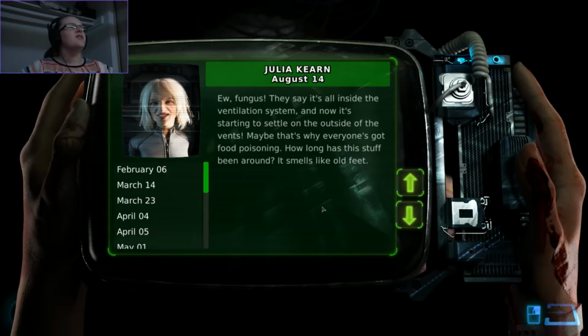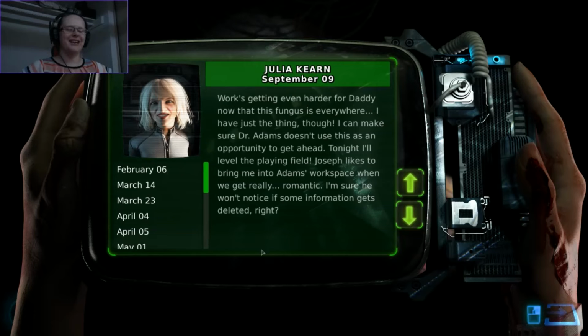Ew, fungus. They say it's all inside the ventilation system and now it's starting to settle on the outside of the vents. Maybe that's why everyone's got food poisoning. How long has this stuff been around? It smells like old feet. Work's getting even harder for Daddy now that the fungus is everywhere. I have just the thing, though. I can make sure Dr. Adams doesn't use this as an opportunity to get ahead. Tonight, I'll level the playing field. Joseph likes to bring me into Adams's workspace when we get really romantic. I'm sure he won't notice if some information gets deleted. Right?